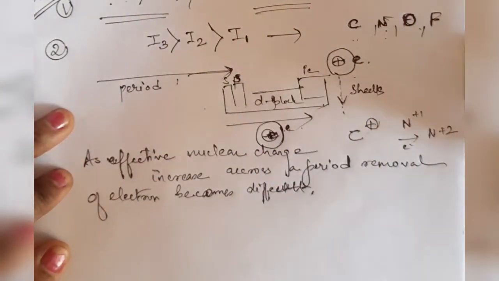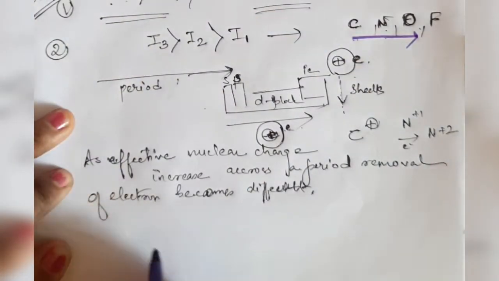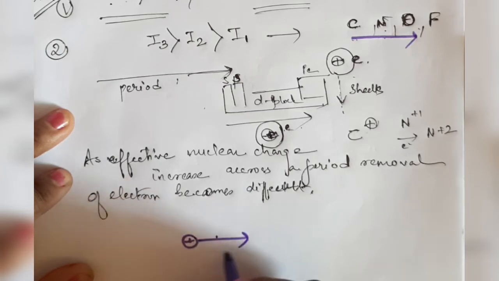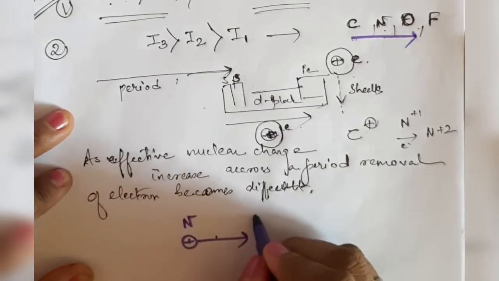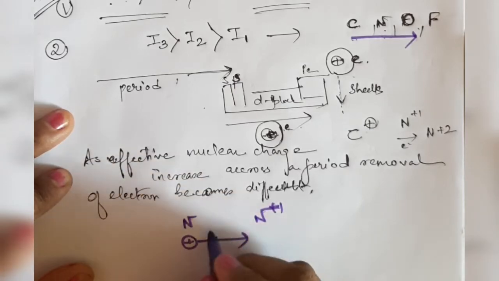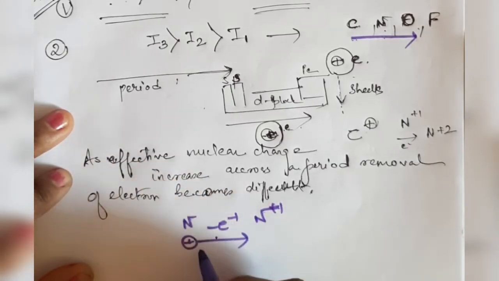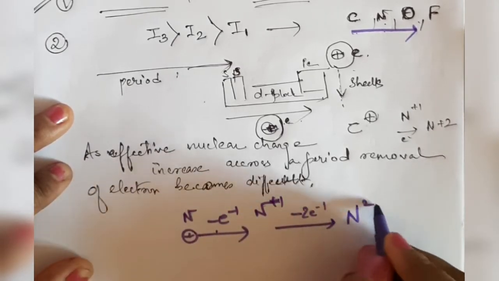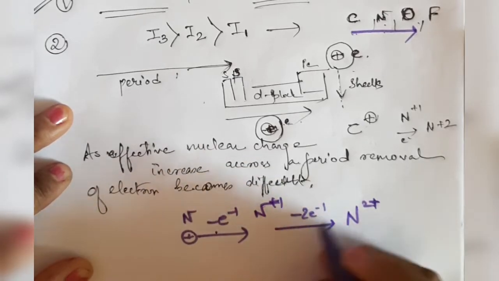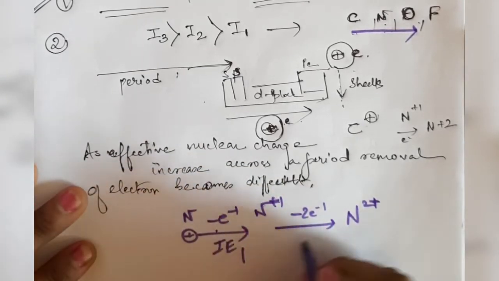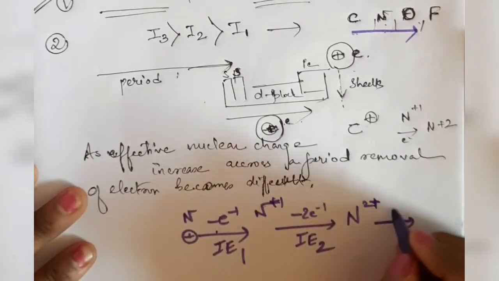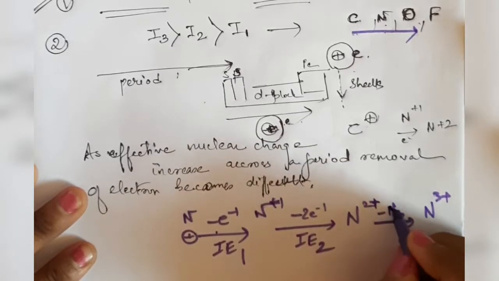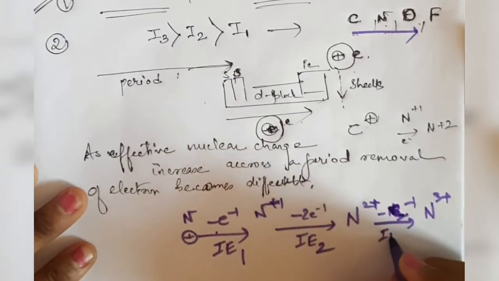Now I will show you like this, with carbon, nitrogen and fluorine. What happens is that when you remove one electron, suppose it is nitrogen, it becomes positive, N plus. You're removing one electron, but the number of protons stays the same. Again you remove another electron, it becomes N2 plus. So this is your first IE, IE1, and this is your second IE. And thirdly, if you remove another electron, it becomes N3 plus.